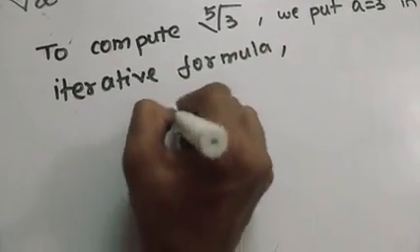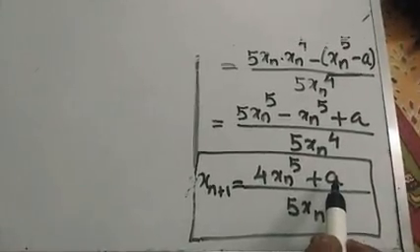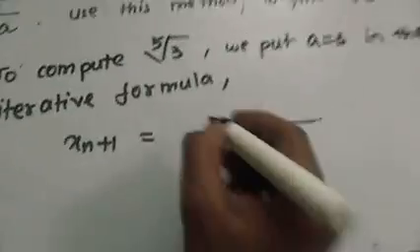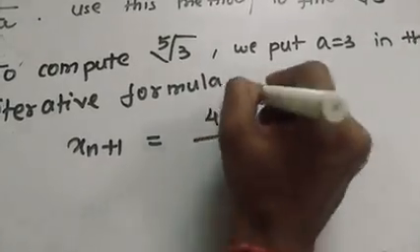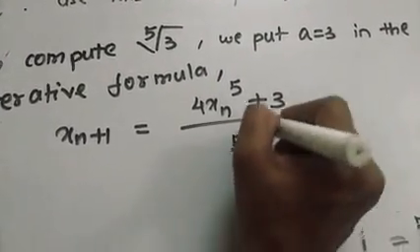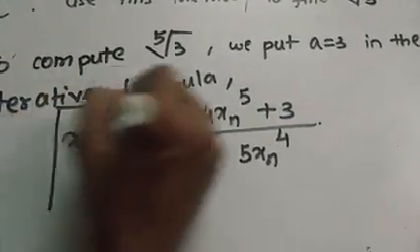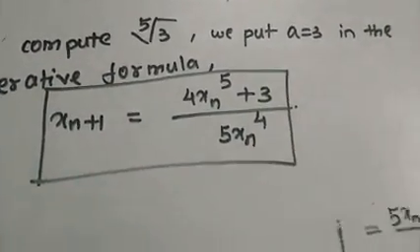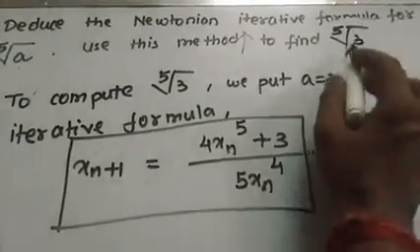That is xn plus 1 will be, here in place of a we just put 3, that is 4xn to the power 5 plus 3, divided by 5xn to the power 4. Now by using this formula we will find the value of the fifth root of 3.